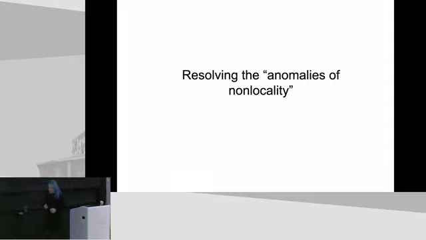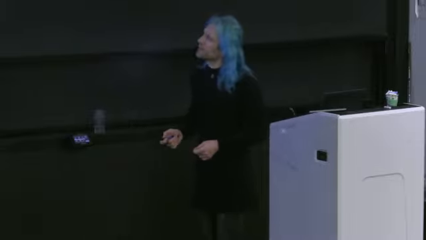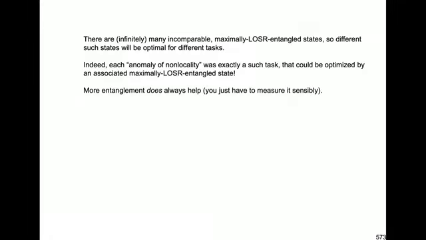So now, how can we use these insights to resolve the anomalies of non-locality? Well, we just saw that there's infinitely many incomparable, maximally LOSR entangled states, even in this simple scenario. So different such states are going to be optimal for different tasks. Each one is maximally resourceful in some sense. So you expect there's something you can do with it that you can't do with any of the other resources. And indeed, that's exactly what we were seeing with each of these anomalies. Each anomaly of non-locality was exactly picking out some particular operational task that could be optimized by the associated maximally LOSR entangled state and not by any of the others, including the maximally LOCC entangled state.